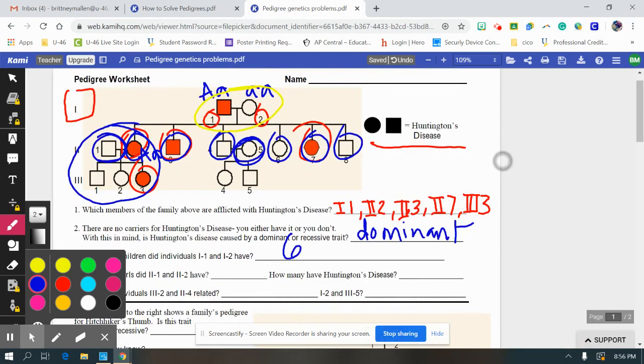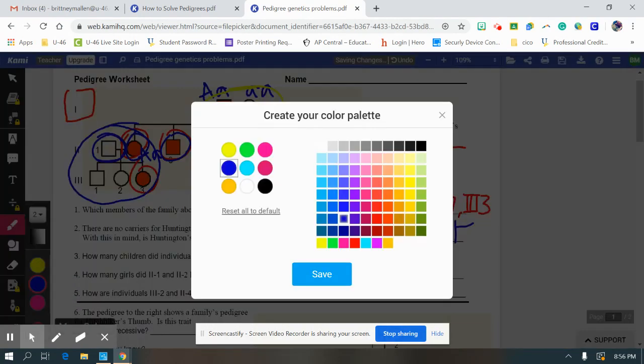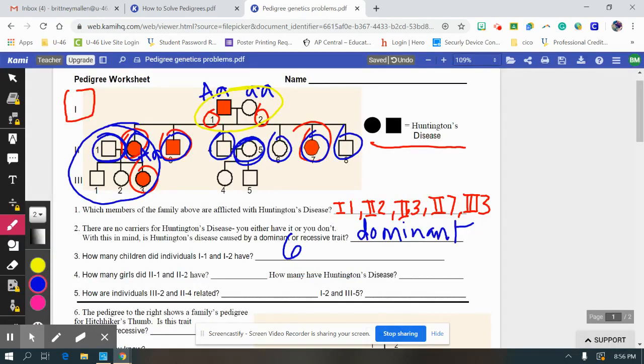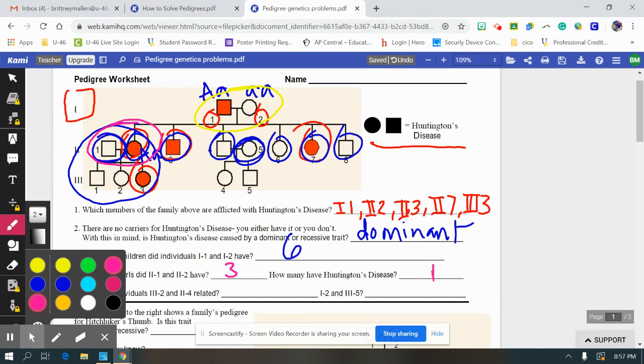How many children did generation 2, individual 1, and generation 2, individual 2 have? So that's this marriage that I've colored up a bunch right here. How many children did they have? They had 3. How many have Huntington's disease? That one circle that's shaded in, that means 1.